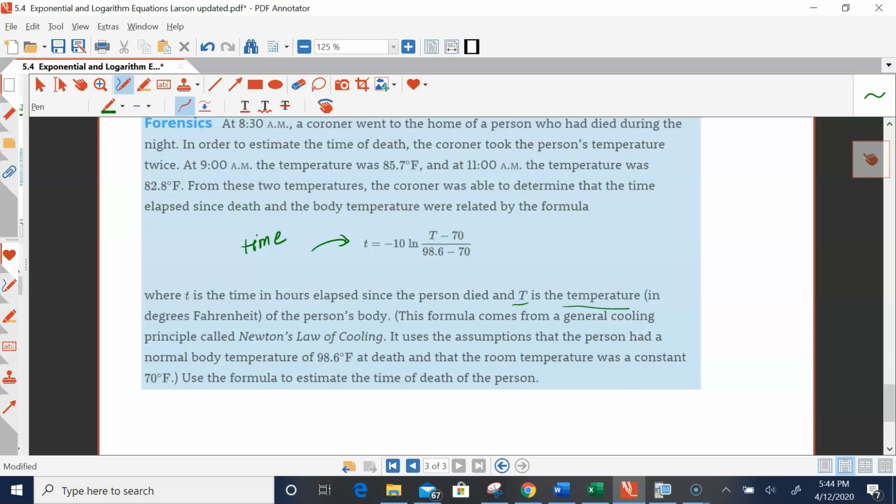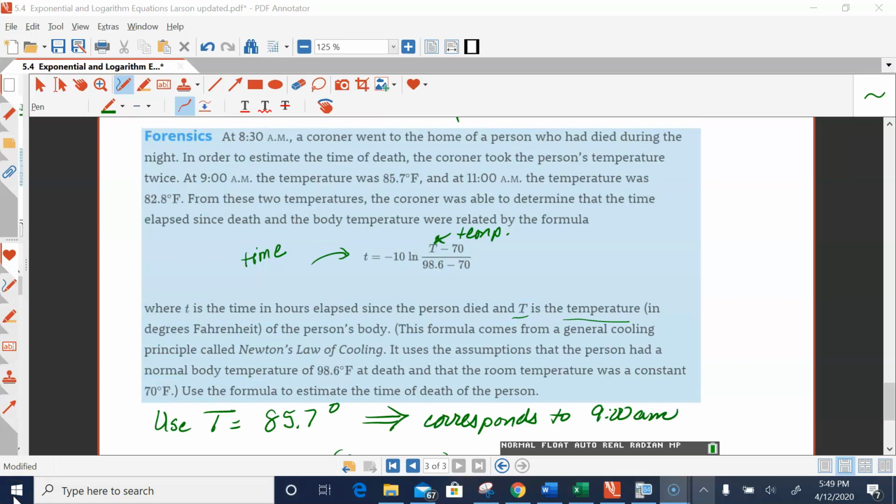So read through it, see what value you're going to put for capital T, which is temperature, and then work on calculating the time, and that's the number of hours that has elapsed since death. So figure out the time of death from that. So work on it. You may have a question regarding which temperature to use. Do I use the one at 9 a.m. or the one at 11 a.m.? You can use either one. You'll get the same answer if you realize what the time frame is.